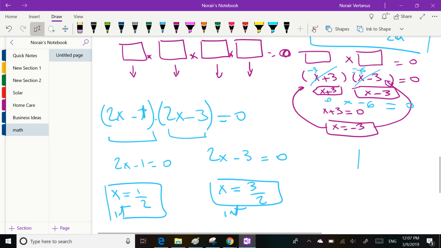Now, what does it mean? It means your parabola crosses at 1 over 2. That's 1, 2, 3. 1 over 2 is right here. 3 over 2 is 1.5. It's right here. That's the exact number there. So it's a parabola like this. Like, for example, like this.